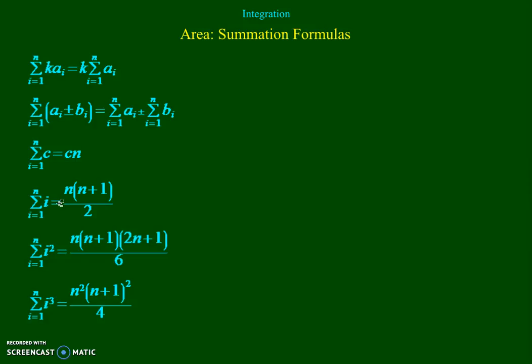I'm not going to go through the derivation of these formulas, but if we have the sum of some counting index from i equals 1 to n, that's equivalent to taking that upper limit times the upper limit plus 1 divided by 2. When we have the counting index squared, it's n times n plus 1 times 2n plus 1 over 6, and the counting index cubed, n squared times n plus 1 squared over 4.